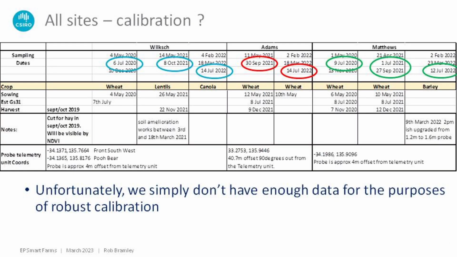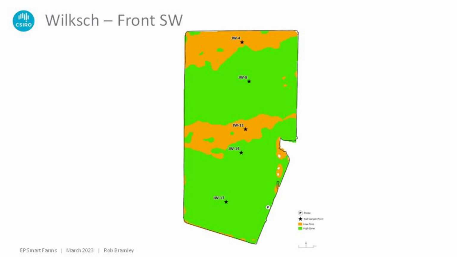I think one of the main problems with this was that we're a bit constrained by data. We really only had a relatively small number of times to calibrate this against. We focused a bit on Geordie's paddock front southwest, and we'd known about these zones for a long time, courtesy of a project that we had in the mid-2000s.